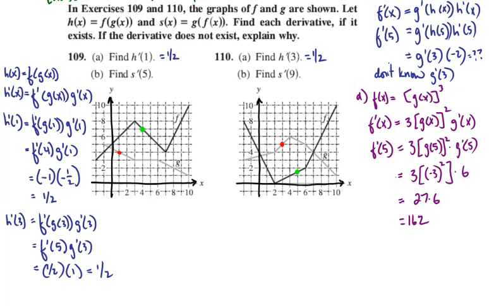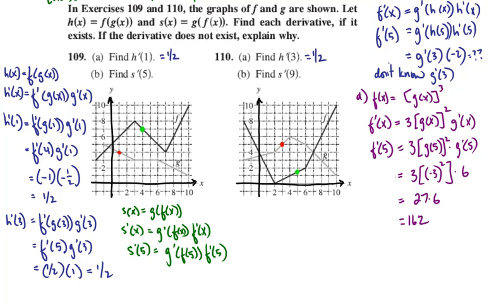Next, we're told that s is equal to g of f of x. So s prime of x will be g prime, leave the inside alone, f of x, times the derivative of the inside, f prime of x. Now if we want to find for problem 109 s prime of 5, then that will be g prime of f of 5 times f prime of 5. So we need three things here.